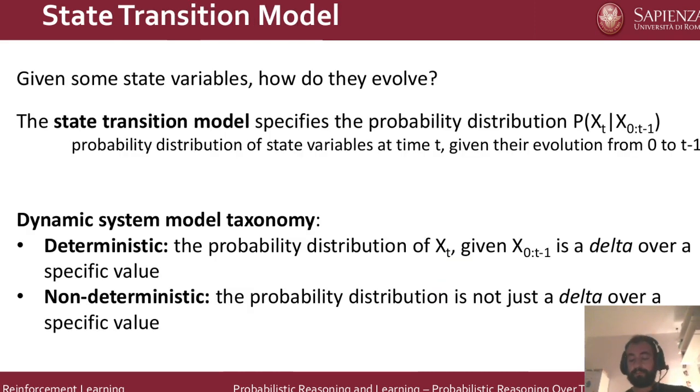Okay, so we already said this informally, but let's give a definition. Given some random state variables, how do they evolve? We say this through the state transition model, which again we call either T or F. And this specifies the probability distribution of being in a certain state given the sequence of all previous states, so from 0 to t minus 1.